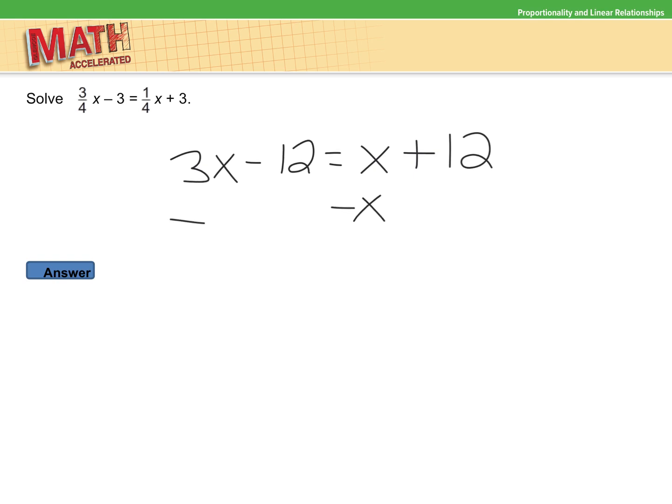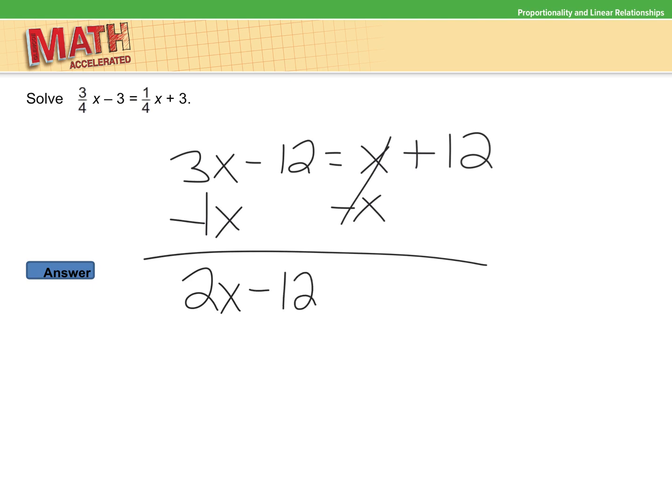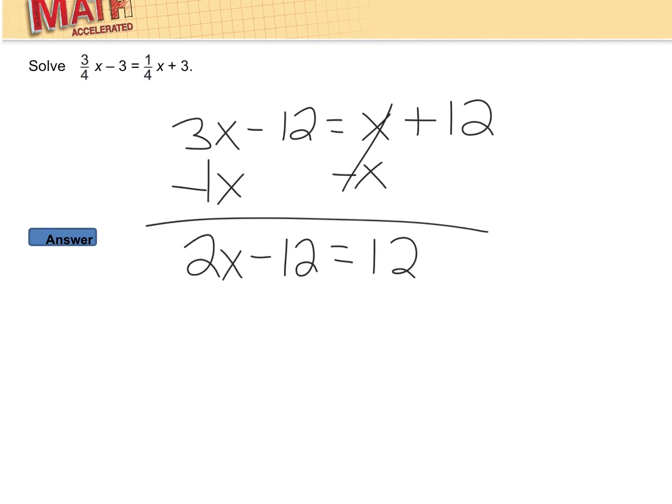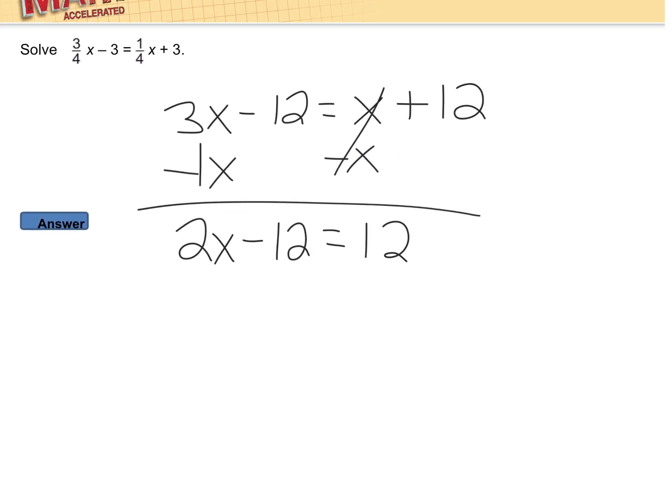So, how do I move x to the other side? Subtract x. Okay? So, I have 3x minus x. What's the number in front of that x? 1. Okay, so it's 3x minus 1x. 2x. What do I have left on that side with it? Minus 12 equals 12. Good. What do I do next? Add 12.